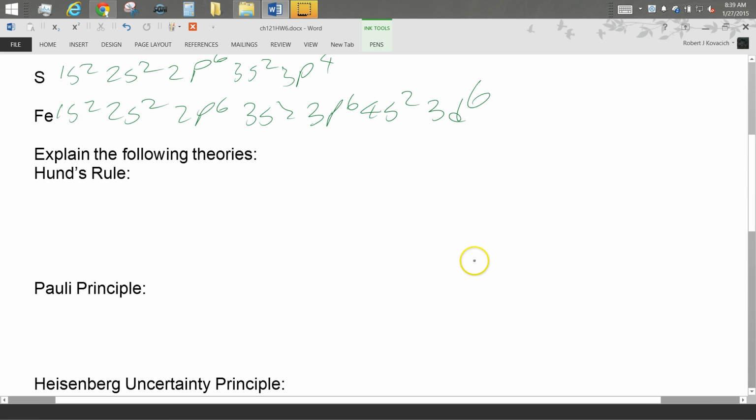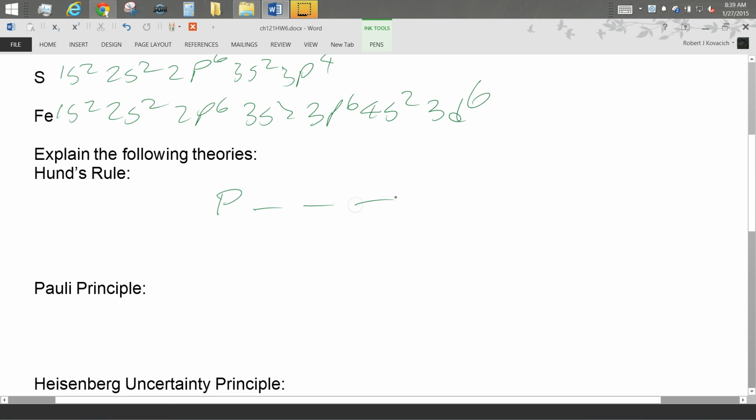Which one was Hund's rule? Electrons fill the empty orbitals in the same sublevel before doubling up, combining electrons in the same. Okay, so let's say that I've got a p sublevel. How many orbitals are in that p sublevel? 3, right? You go up by odd numbers, 1, 3, 5, 7.